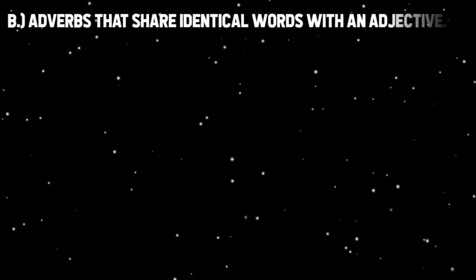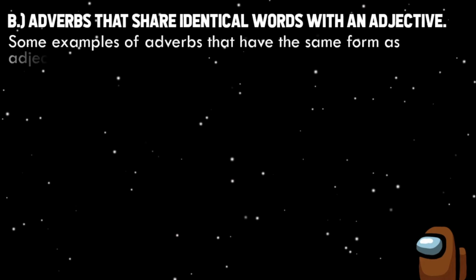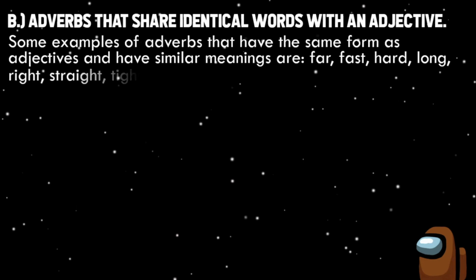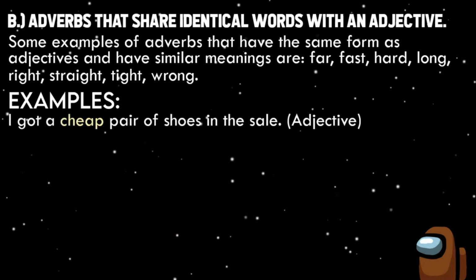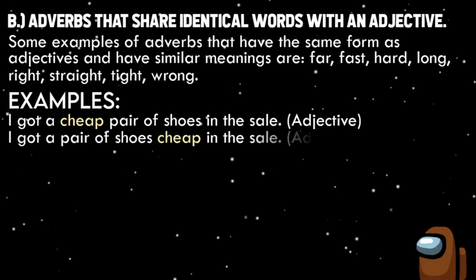Adverbs that share identical words with an adjective. Some examples of adverbs that have the same form as adjectives and have similar meanings are far, fast, hard, long, right, straight, tight, and wrong. For example, let's compare these two sentences that use the word cheap. I got a cheap pair of shoes in the sale. I got a pair of shoes cheap in the sale. Which sentence do you think is the adjective and adverb?